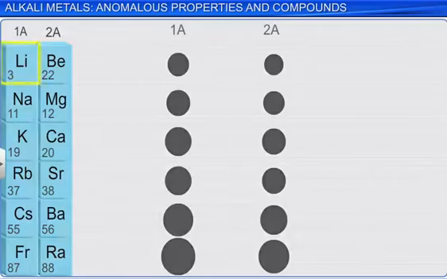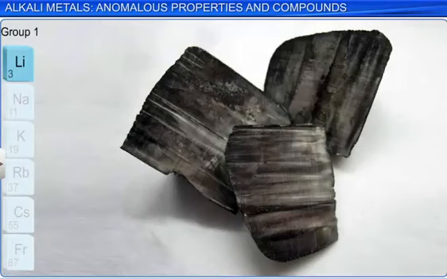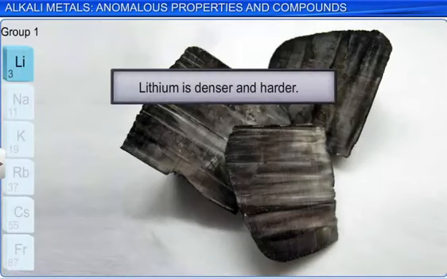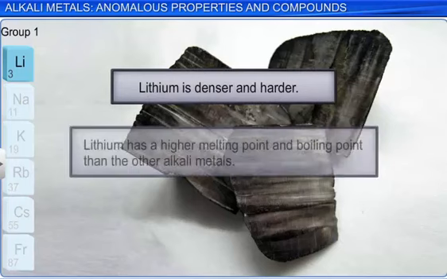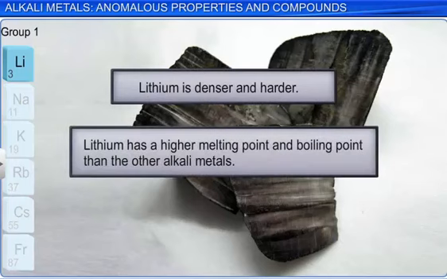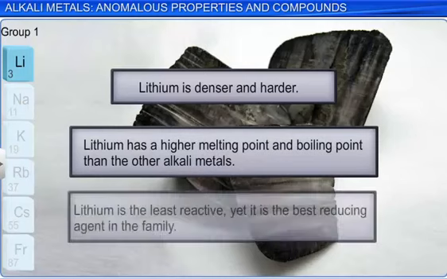In what respects is lithium atypical? It is denser and harder than the other members of its family, and its melting and boiling points are higher than the other alkali metals. Lithium is the least reactive element in the family, yet it is the best reducing agent.